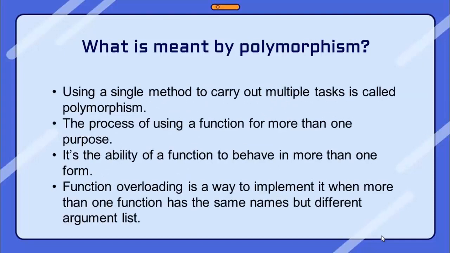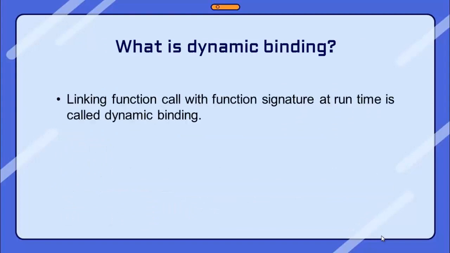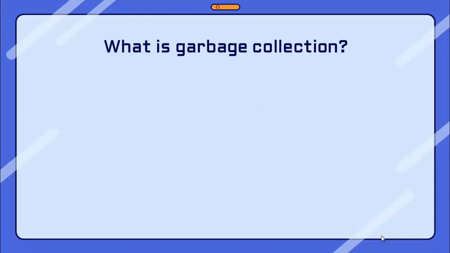What do you mean by polymorphism? Using a single method to carry out multiple tasks is called polymorphism. The process of using a function for more than one purpose is a simple definition that you can give. It's the ability of a function to behave in more than one form, and function overloading is a way to implement polymorphism in programming. What is dynamic binding? Linking the function call with the function signature during runtime is called dynamic binding.